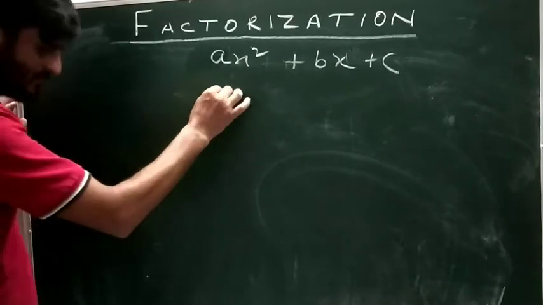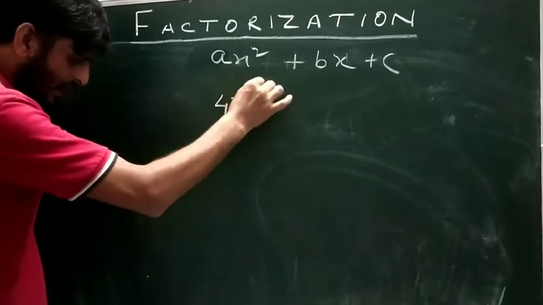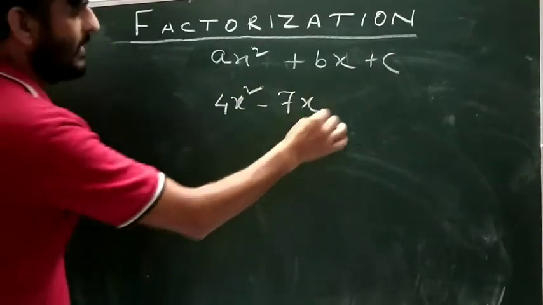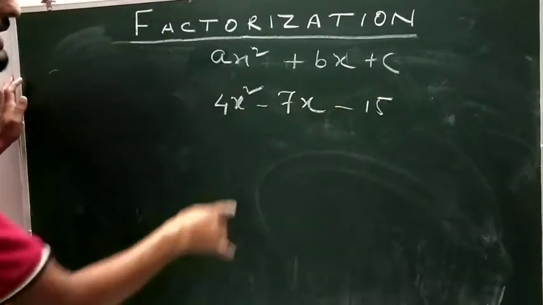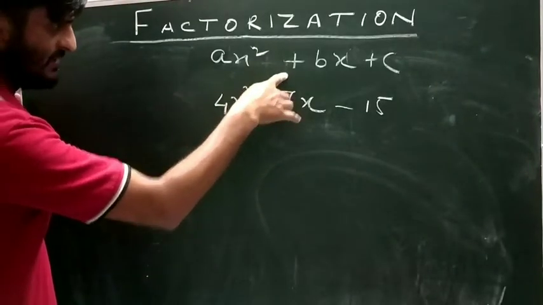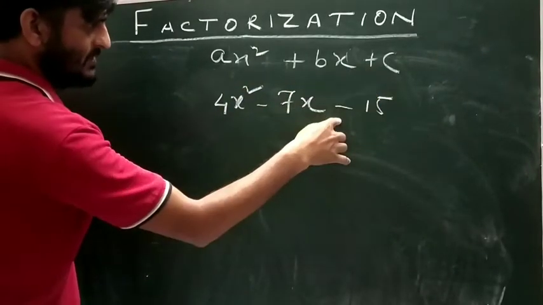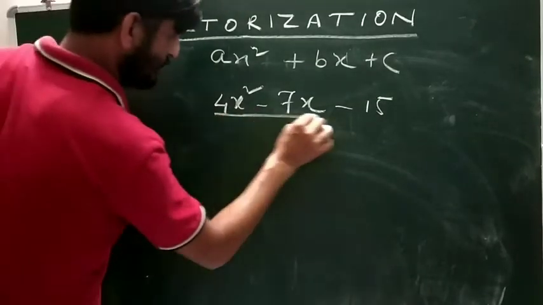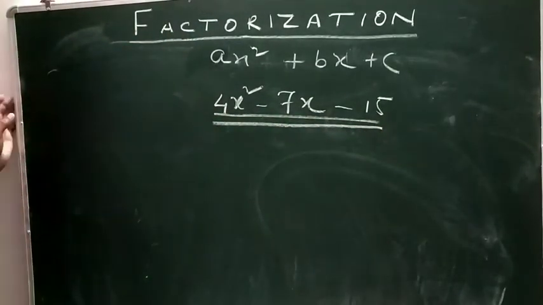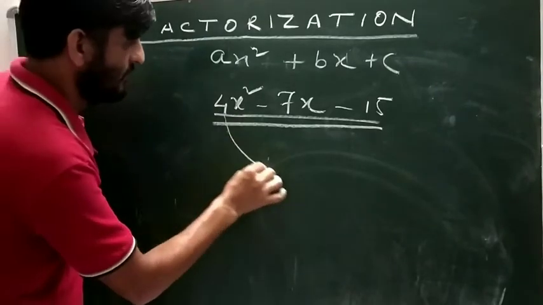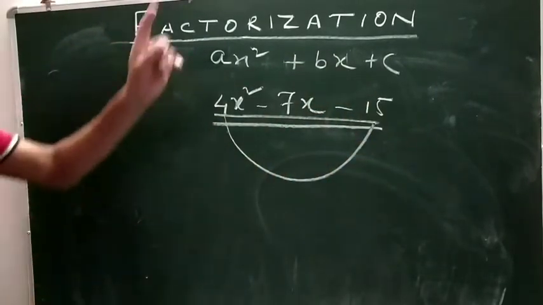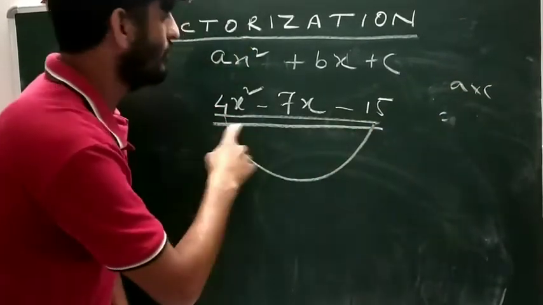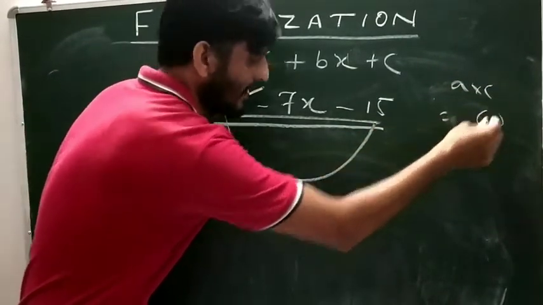It is 4x square minus 7x minus 50. Here minus 7x means plus minus 7x, and minus 15 means plus minus 15. So see what will happen. If an algebraic expression has this form, we have to multiply these two numbers, first a and the last c. So first find the multiplication of AC. AC is 4 times 15, that is 60. Okay, done.